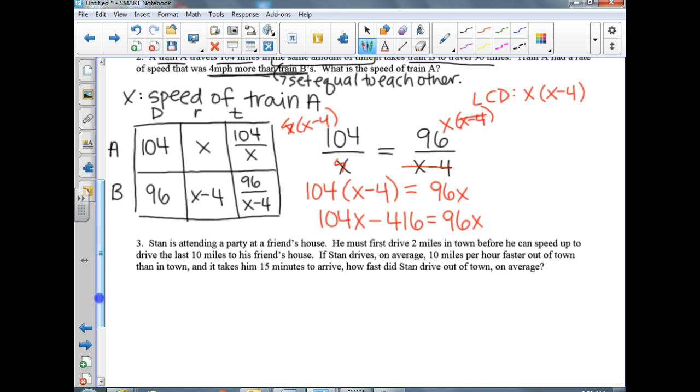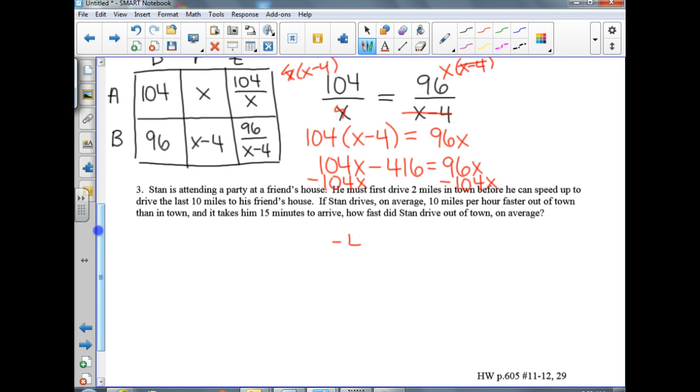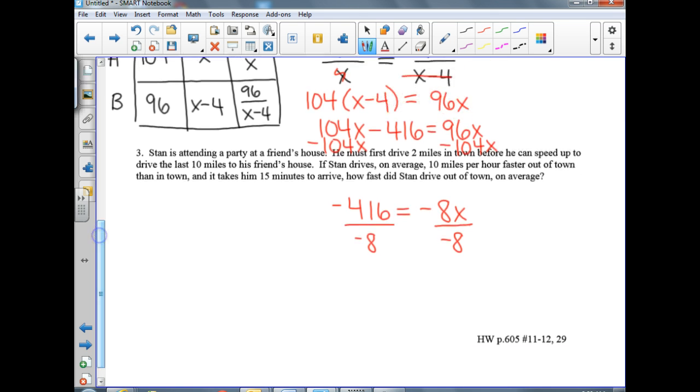So how do you solve for X? Yeah, so subtract the 104X to the right. I'm going to have to scroll down. I'll just go down here. So negative 416 is equal to, what is that? Negative 8x. Divide by negative 8. 52. So X equals 52.